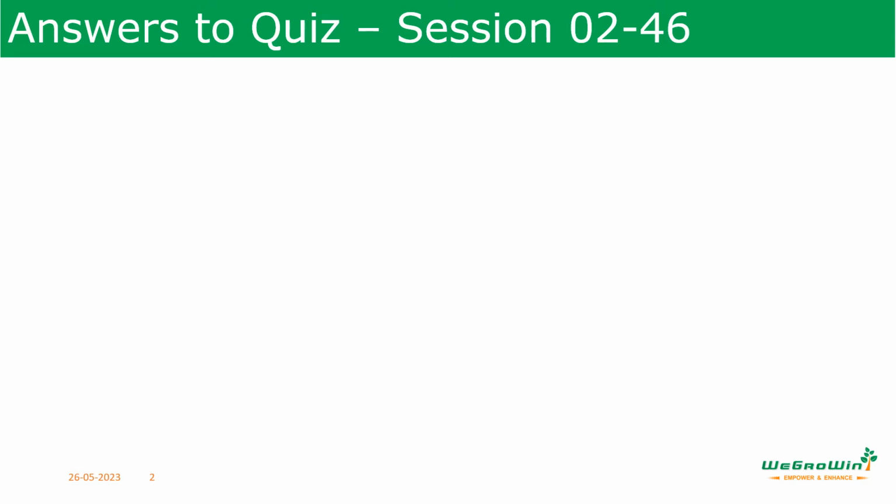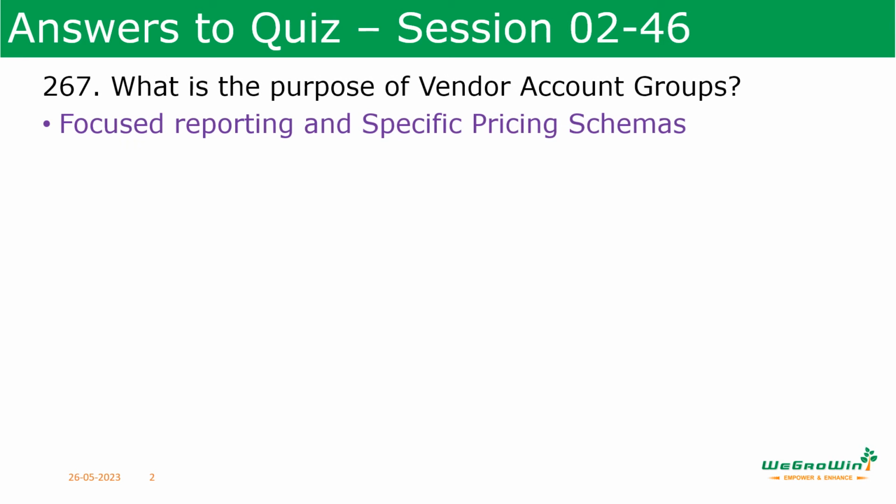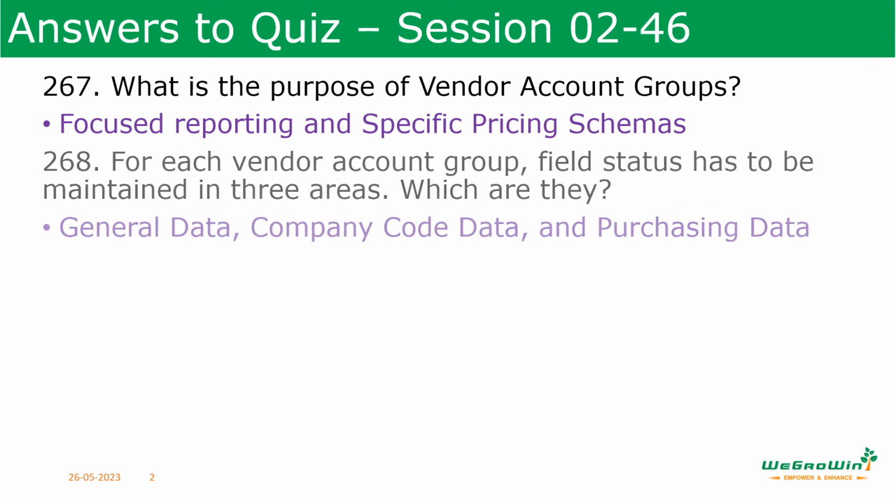Before going to the session, let us see the answers for the quiz we discussed in the last session. What is the purpose of vendor account groups? Vendor account groups are used for focused reporting and specific pricing schemas. For each vendor account group, field status has to be maintained in 3 areas, which are: general data, company code data, and purchasing data.